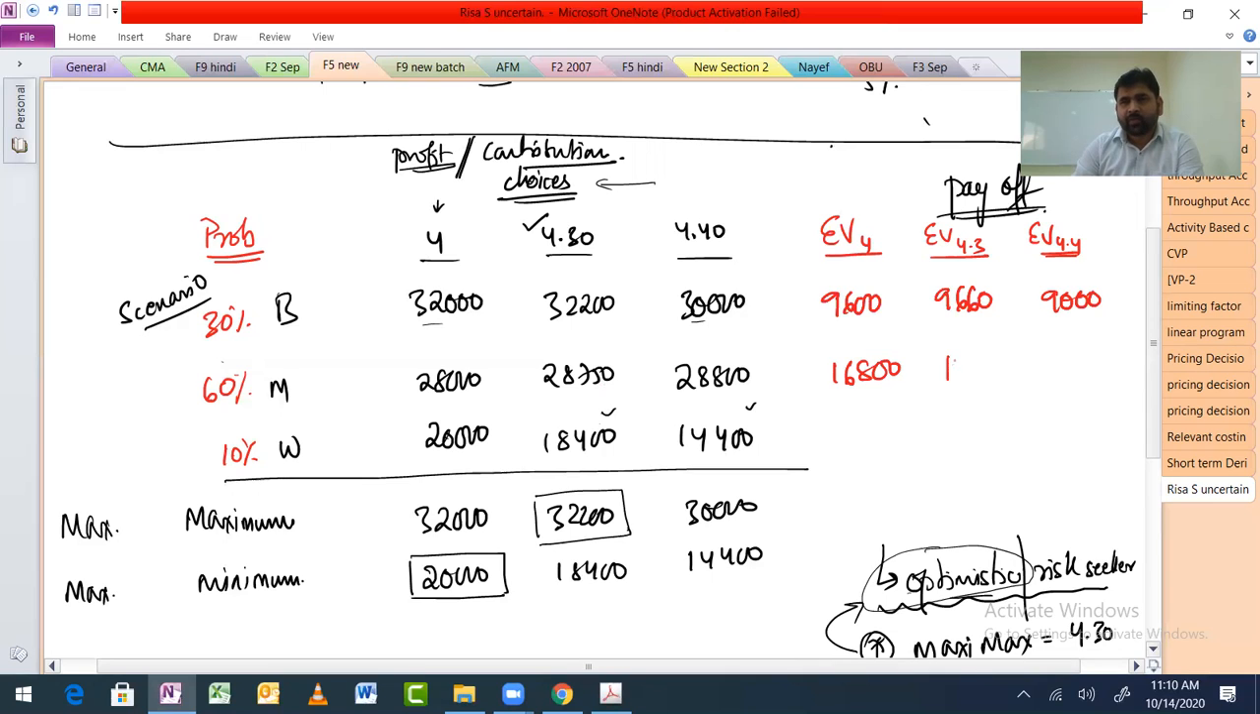Okay, and then here 60% of this will be how much? 17,250. And then this one, 17,280. Right. Now 10%, so 2,000, 1,840, and 1,440. Right? We are talking about contribution. Remember, add all this. That is how you calculate expected value. Add all this and see what you get.